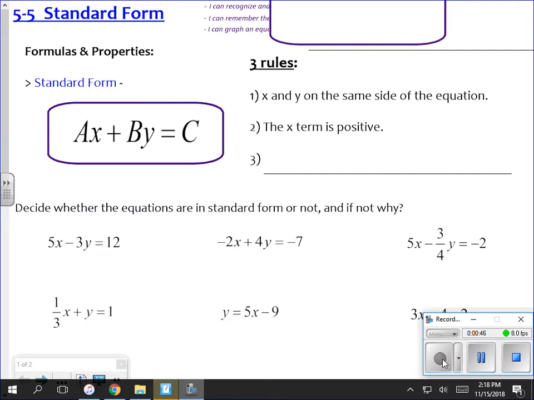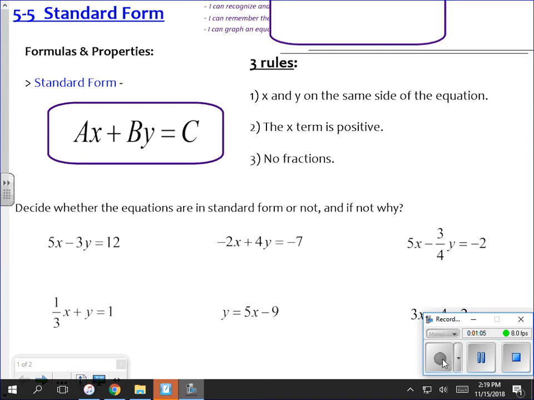The x term is positive. So your x's are positive. Your y's can be negative or positive, it doesn't matter. The C can be negative or positive, but the A, however many x's you have, must be positive x's.